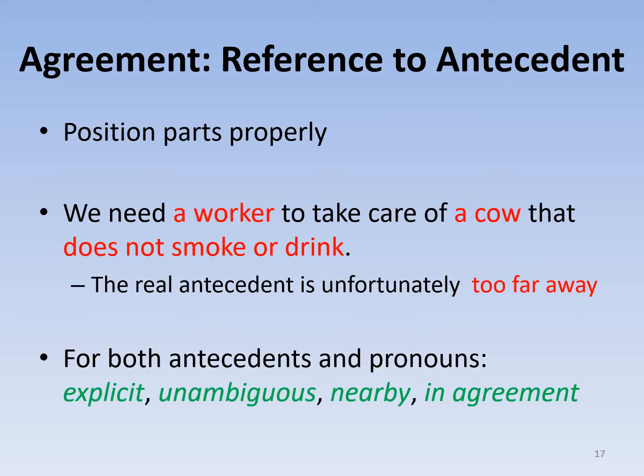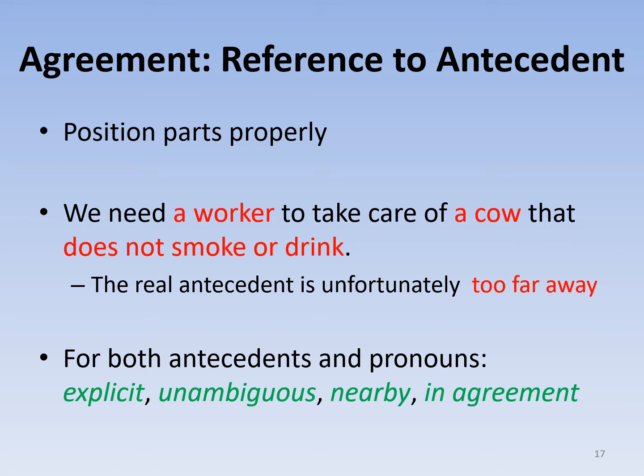And you need to properly position your parts. Like, this sentence is simply hilarious. We need a worker to take care of a cow that does not smoke or drink. Right? So the real antecedent is the worker, but it's too far away from the modifier. So if we rewrite the sentence, we can say: we need to take care of a cow by hiring a worker that does not smoke or drink.